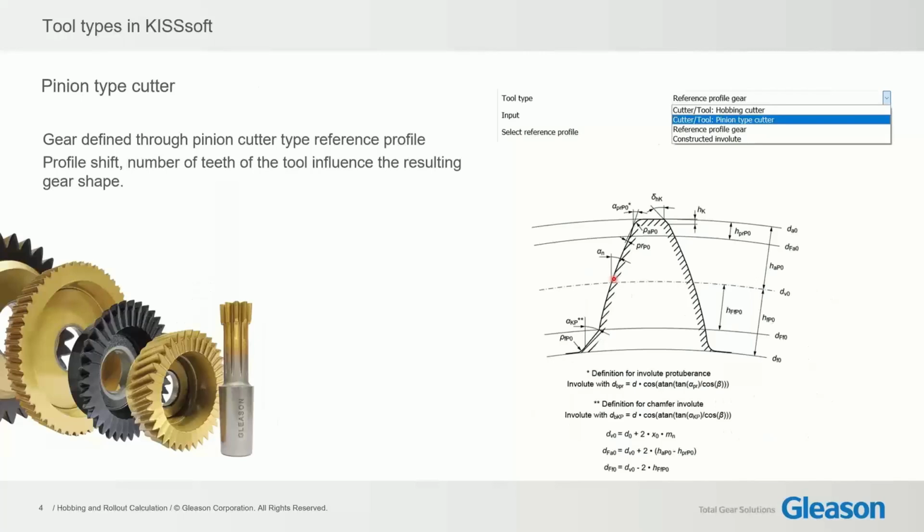Then we have pinion type cutter, or also a shaper cutter. In this case, the gear is defined through the reference profile of a hobbing cutter. We have a scheme here on the right side, and beside the tool geometry, also the tooth number, of course, and the profile shift have an effect on the final tooth form.